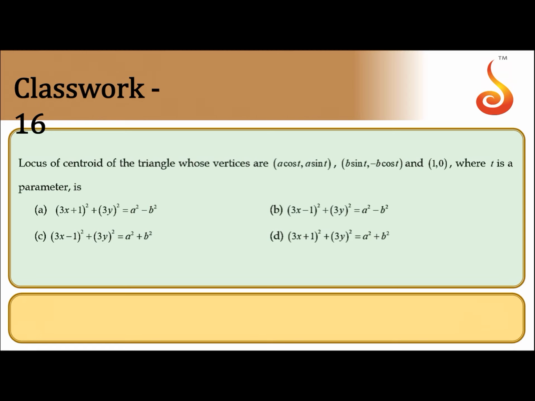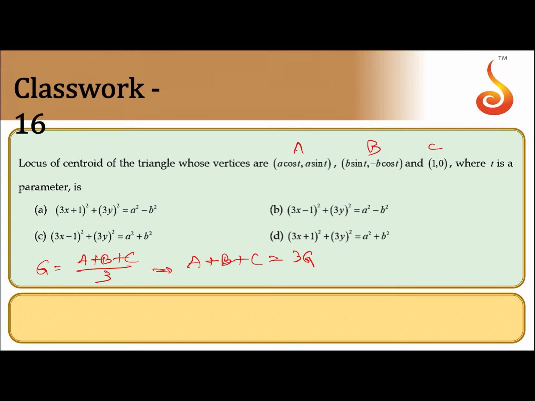Coming to the next one. The locus of the centroid of the triangle whose vertices are given to you, where t is the parameter. Clearly, this is A, this is B, and this is C. The centroid is nothing but G equals (A plus B plus C) by 3. So therefore, A plus B plus C is equal to 3G. So let me simplify that one.